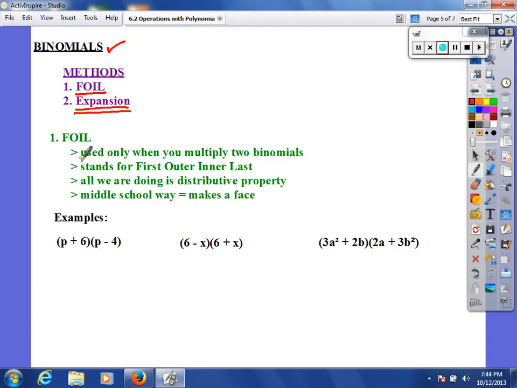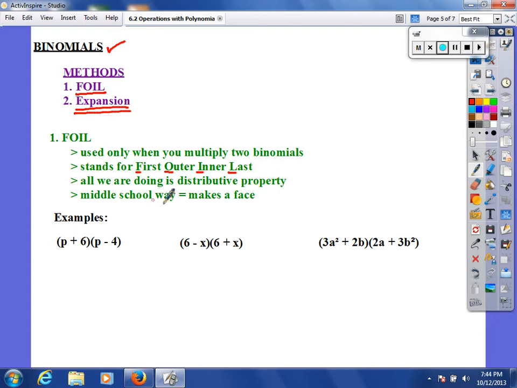FOIL, this is used only when you're multiplying two binomials. When you have a double bubble where it's two terms. Now again, what connects terms? Plus or minus signs of some sort. So that's what we're talking about, when we're multiplying two little bubbles. This allows us to have a way to remember how to distribute, because it's all just distributive property. What it stands for is first, outer, inner, and last. And I'll show you what that is, but all it is is distributive property.